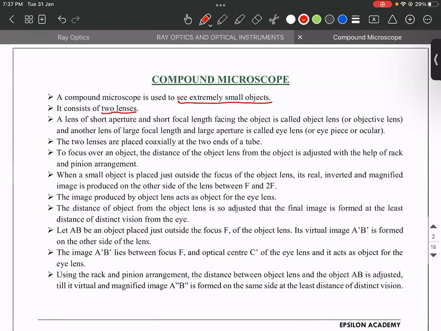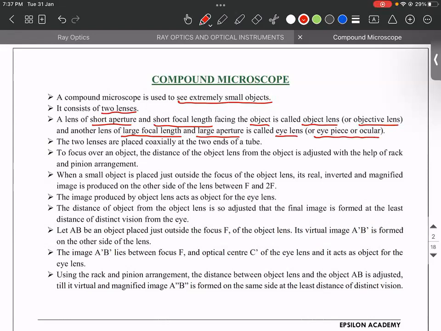One is a lens of short aperture and short focal length. The lens which faces the object is called the object lens, or the objective lens. On the other hand, you have another lens of large focal length and large aperture. It is called the eye lens, or eyepiece, or ocular.